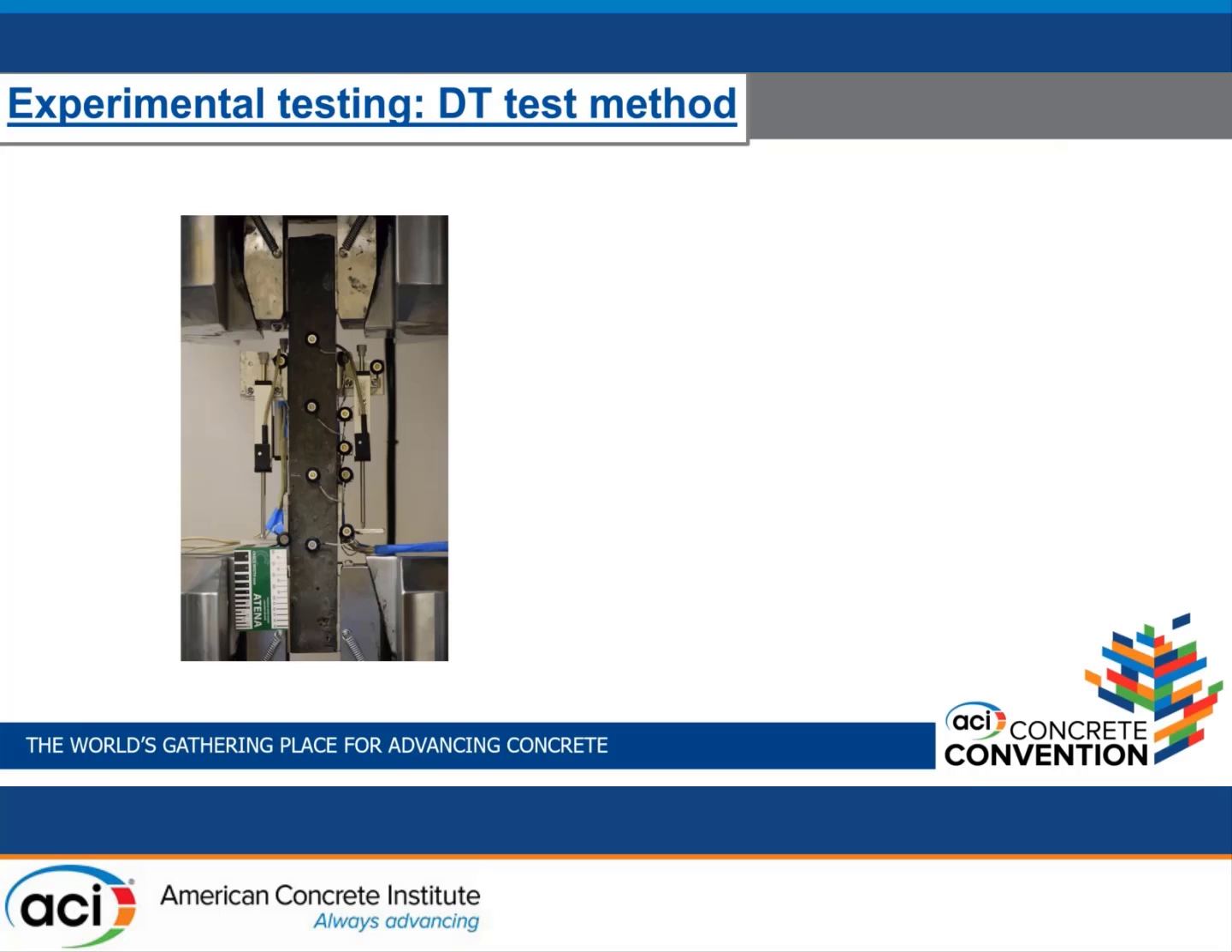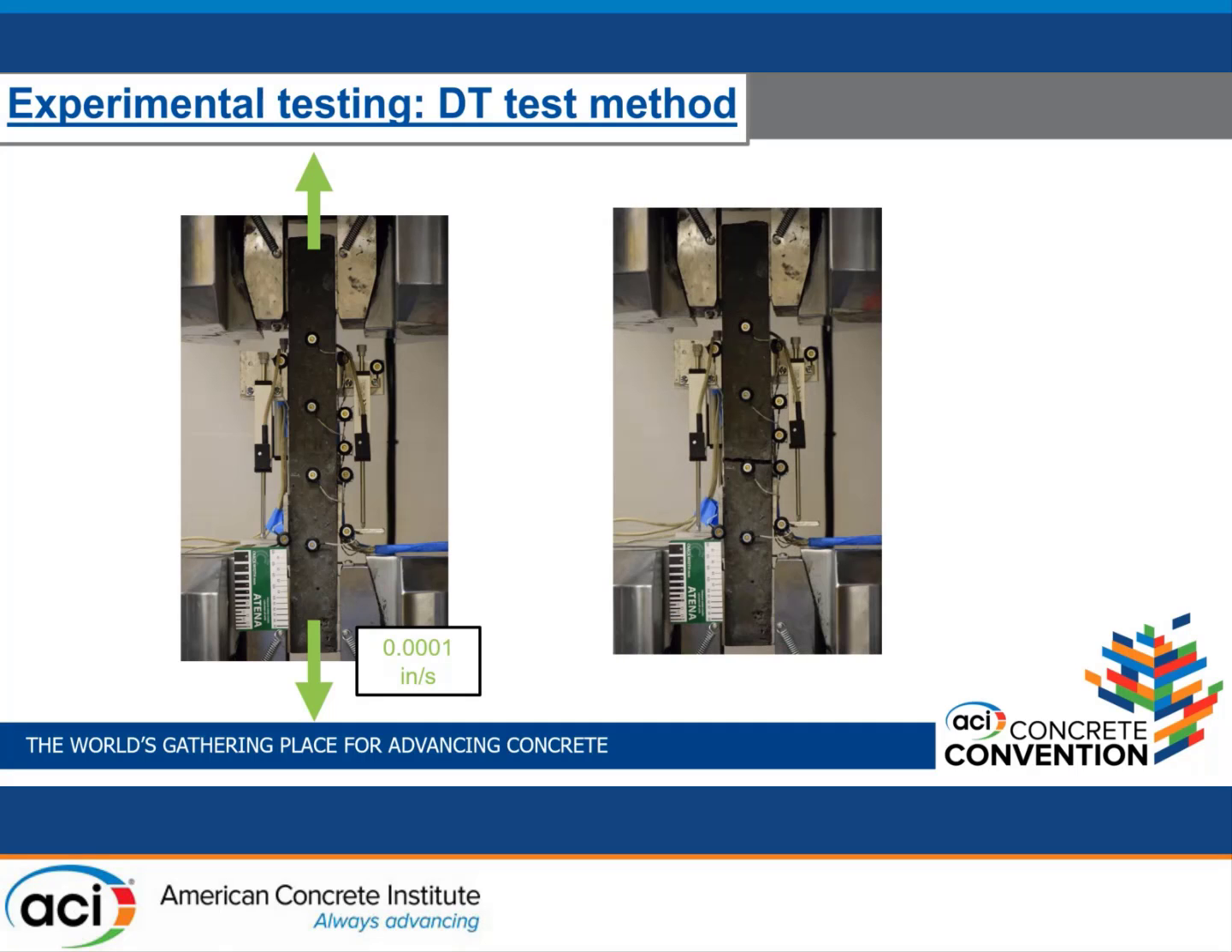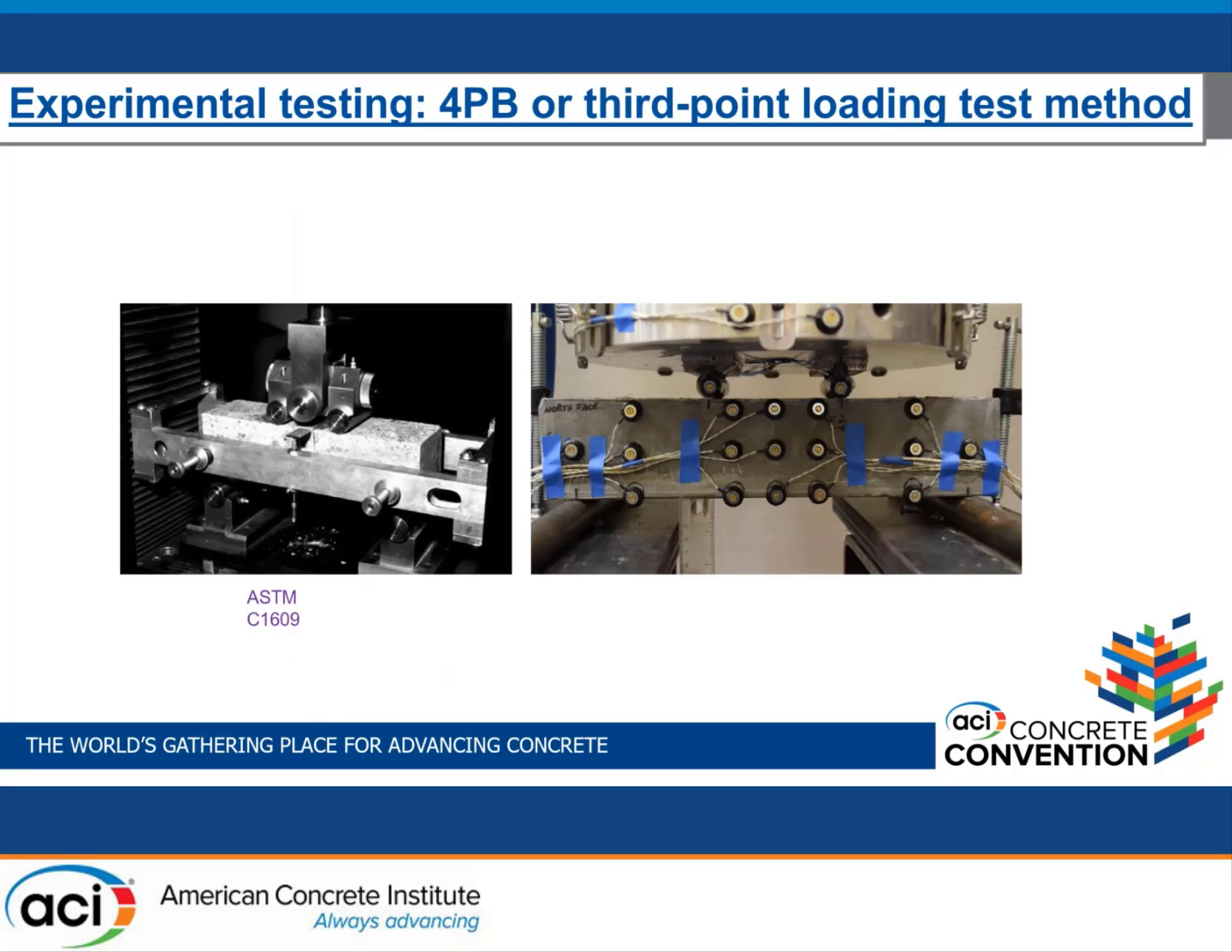The first test method we're going to talk about is the direct tension test method, in which we basically pull the specimen, or apply the tension force, under a displacement control of 0.001 inches per second, and typically after testing we observed a single crack.